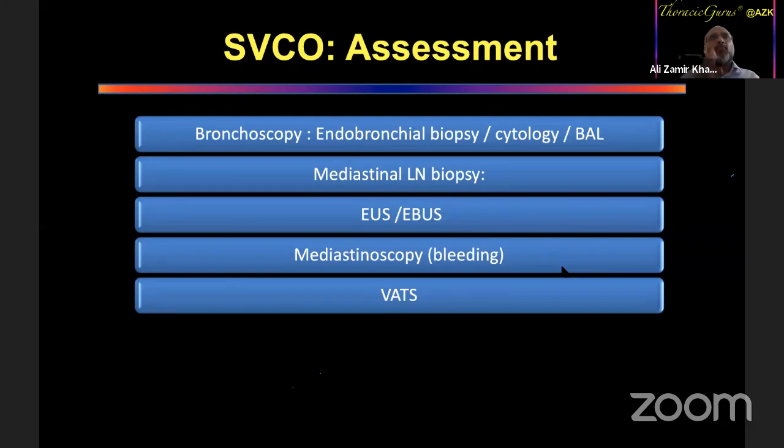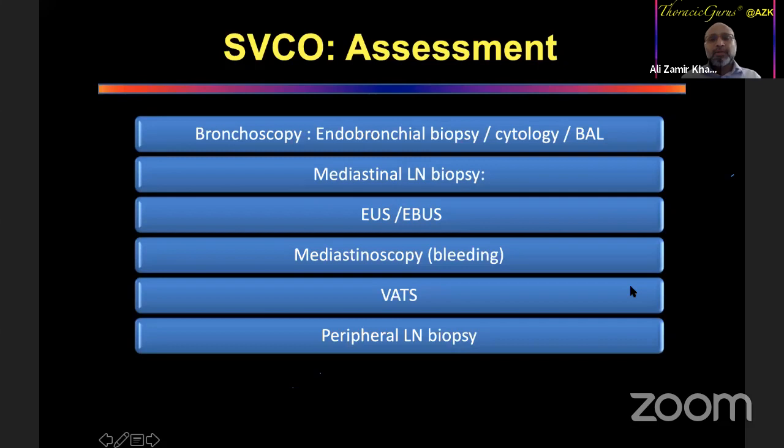So I can go in with VATS, have a look at the whole of the SVC, see the tumor, and take a biopsy. There's so much space in the pleura, and it's so much safer because you will not cause that major bleeding that will happen when you go through a mediastinoscopy. So I personally, whenever I get a patient with SVCO who's had multiple biopsies, but they are unable to get a diagnosis, I am happy to go in with VATS and take a tissue biopsy rather than going by mediastinoscopy.